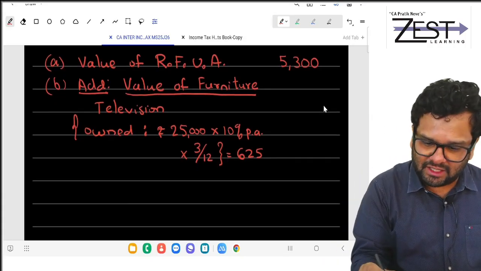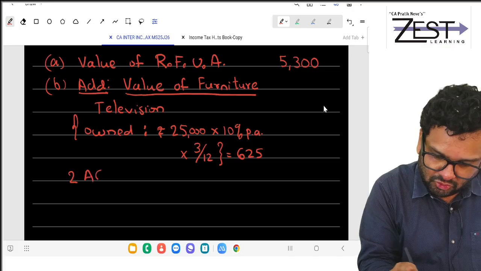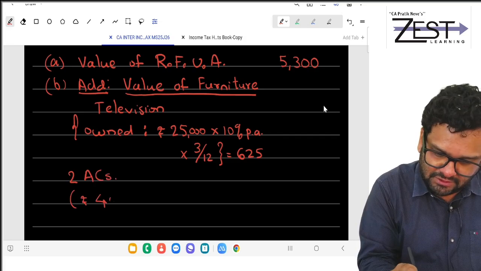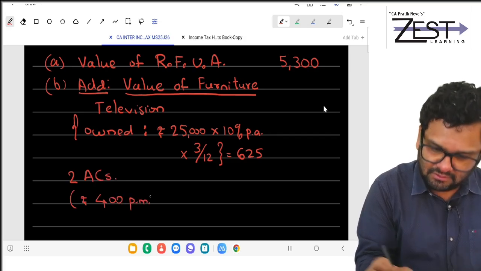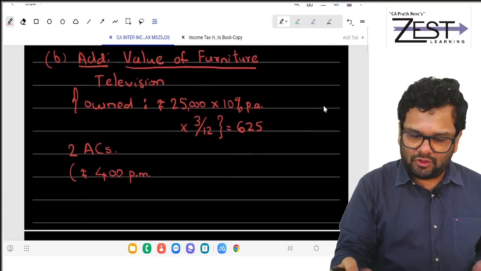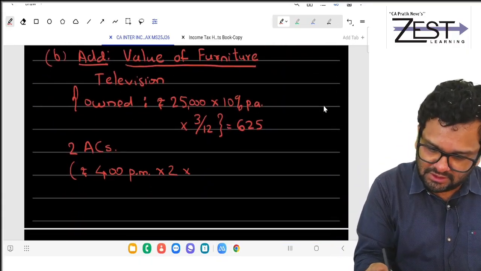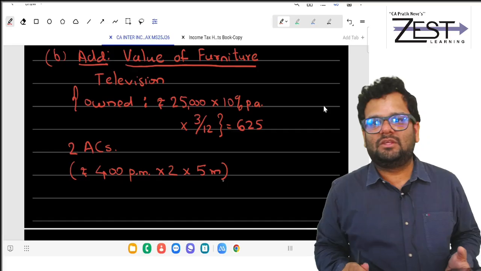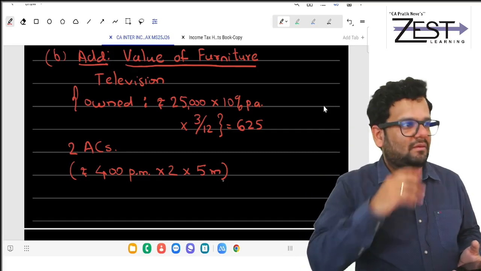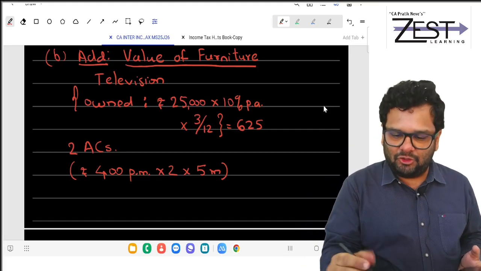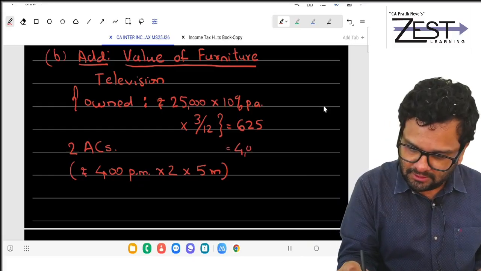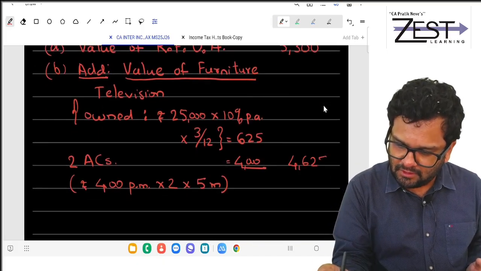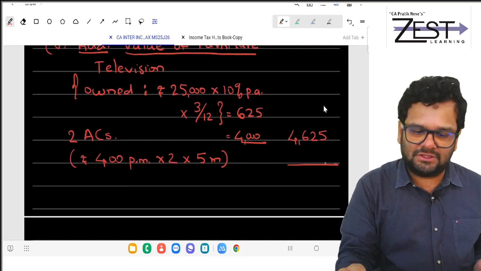Afterwards, after the television, two ACs. Two ACs, 400 rupees per month, isn't it? 400 rupees per month into two ACs into 5 months: November, December, Jan, Feb, March. 800 into 5, 4,000. Take total 4,625. That is the value of furniture.